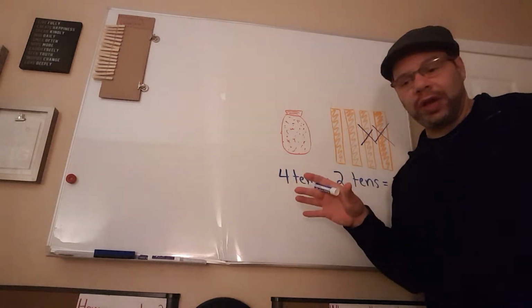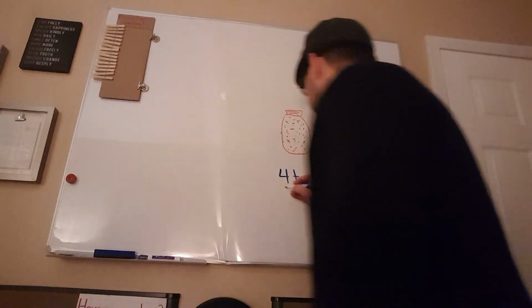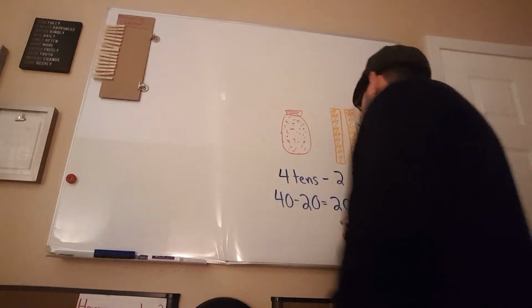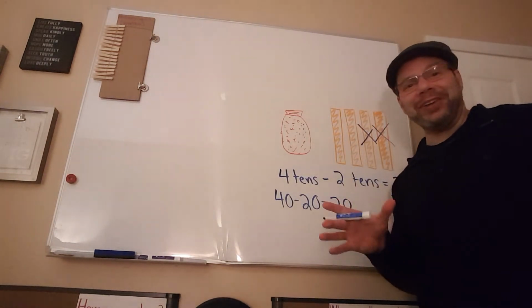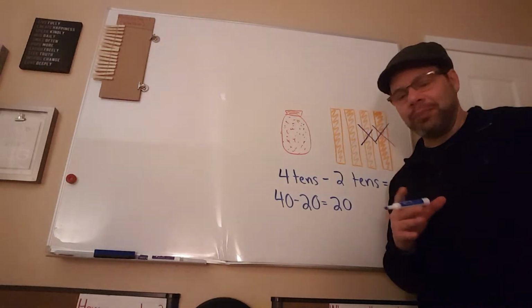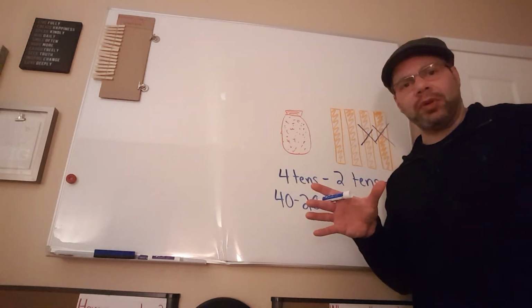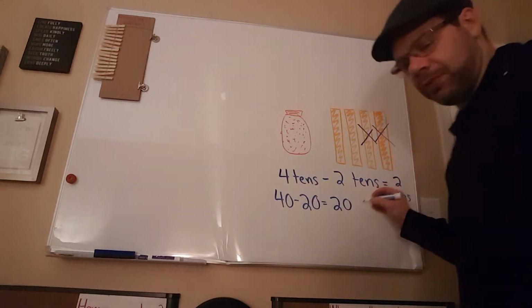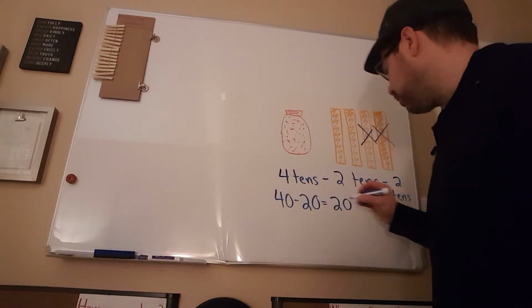Okay, and another way to write that equation would be 40 minus 20 equals 20. I'm done, right? I'm done? I'm not done. Why am I not done? Because I want to see you label this, okay? So in this case, that would be 40 lightning bugs.